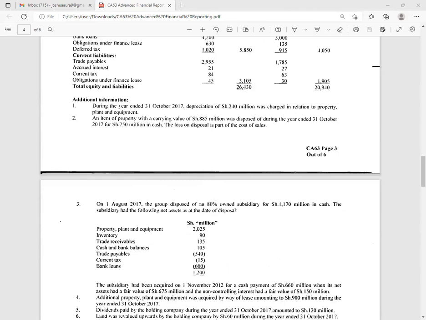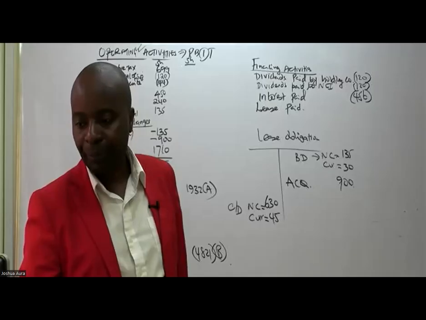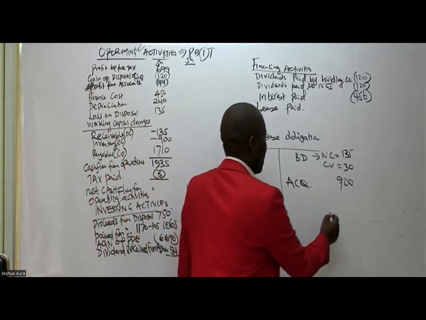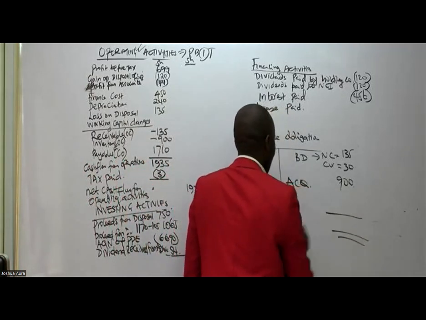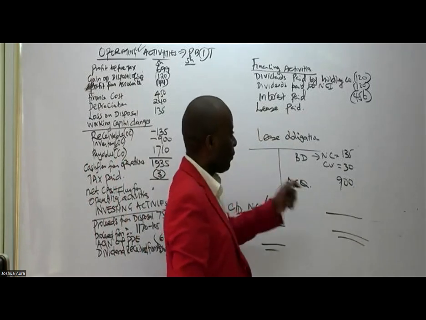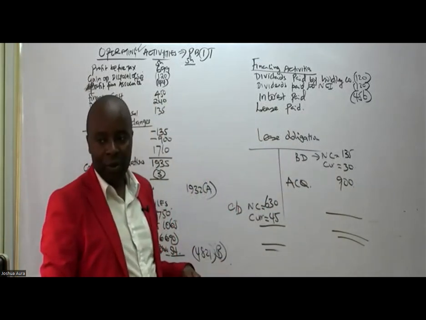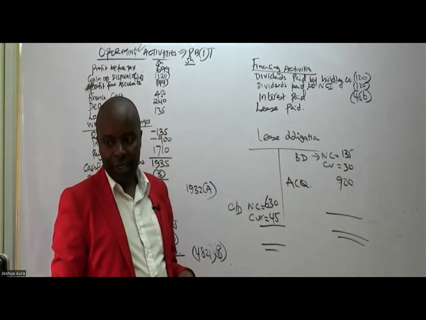So then what we need to do is balance this. Please come and balance this. Of course, this side is bigger. First of all, give me this side: 135 plus 30 plus 900. So what are we getting here?